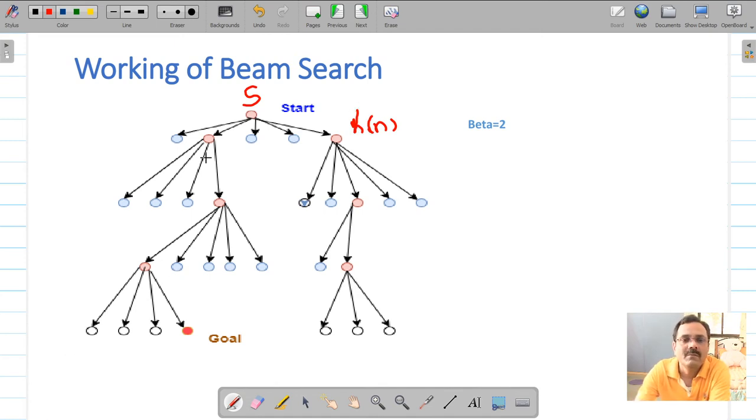Now depending upon the beam width, beta number of nodes will be selected out of these 5. Suppose this beam width is 2. So out of these 5, 2 nodes will be selected. These pink color 2 nodes are selected out of the 5. How are these 2 selected? Based on the values of Hn. So the best 2 nodes are selected. These 2 nodes will be explored further.